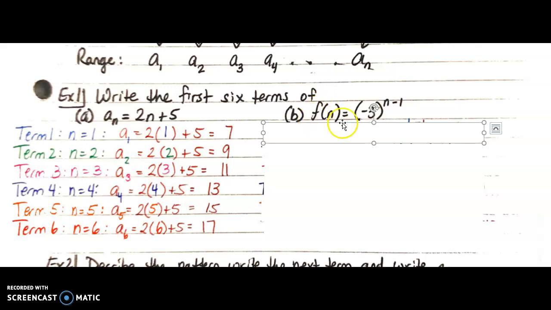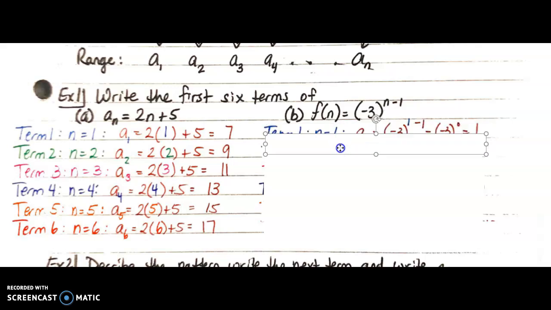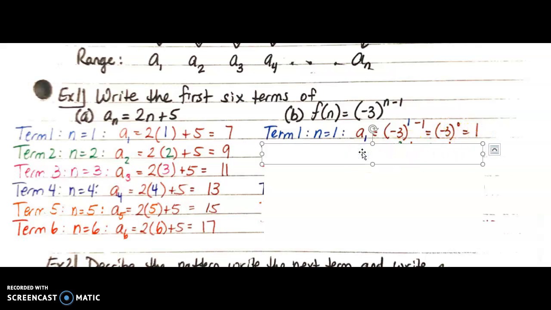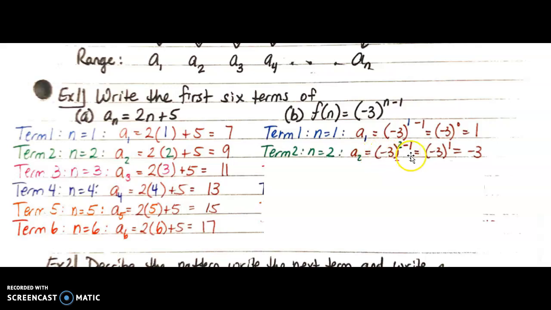Similarly, over here, like I said, it's exactly the same thing, except it's in function notation. So for term 1, n is equal to 1. We plug in 1 for n. This is negative 3 to the 1 minus 1. We work it out. Negative 3 to the 0 power is 1. Second term, n is equal to 2. Same thing. Third term, n is equal to 3. Plug in 3 for n. So we have f of 3, or a sub 3, is equal to negative 3 to the 3 minus 1, which is negative 3 squared, which is 9.